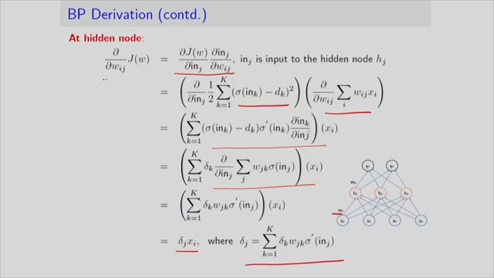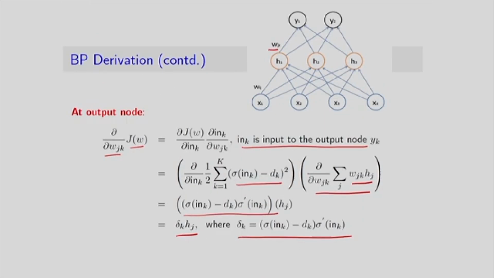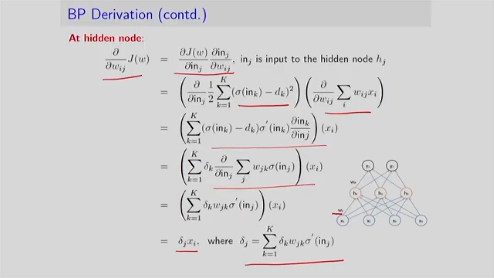So at the hidden node I am determining this, and in the previous slide at the output node we determined this. So at the output node we are determining the differentiation of the cost function with respect to the connecting weights, and at the hidden node again I am determining the differentiation of the cost function with respect to the connecting weight. The connecting weight is Wij. So I am getting this expression.